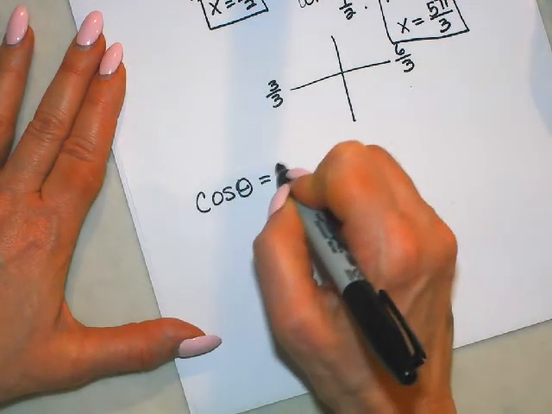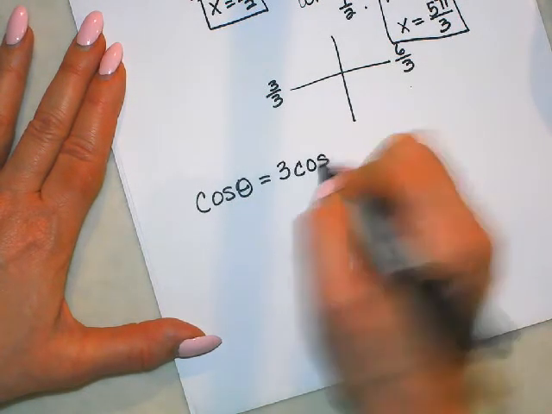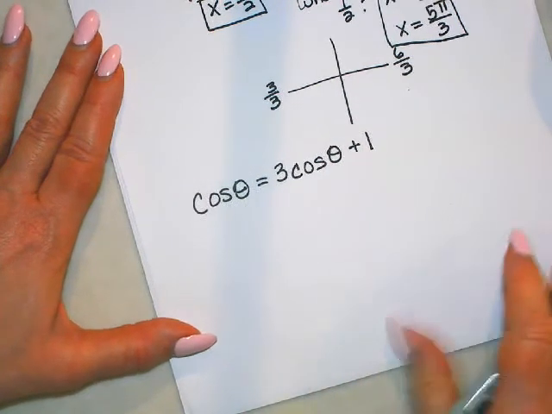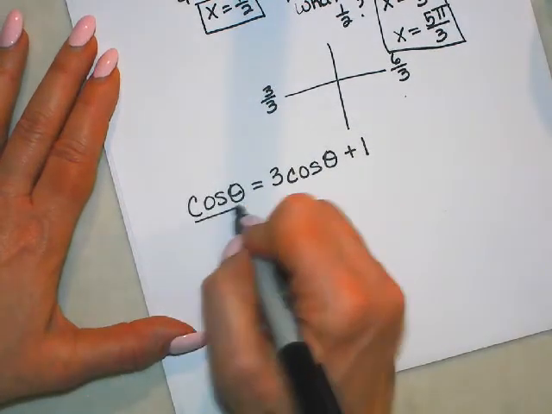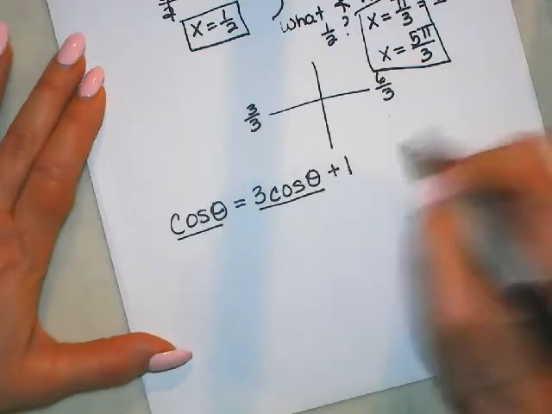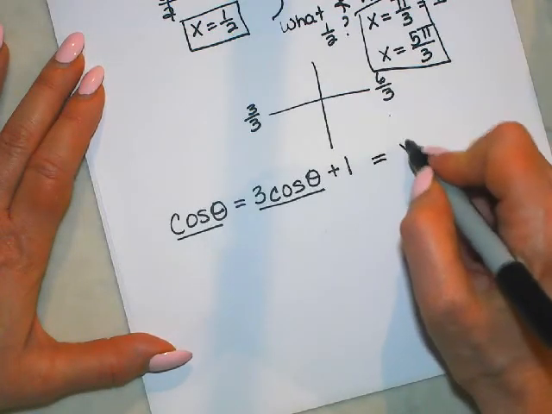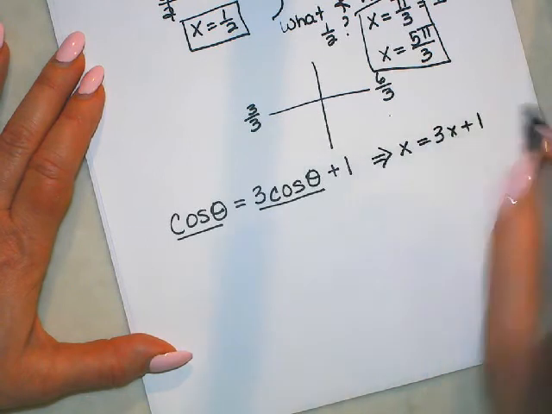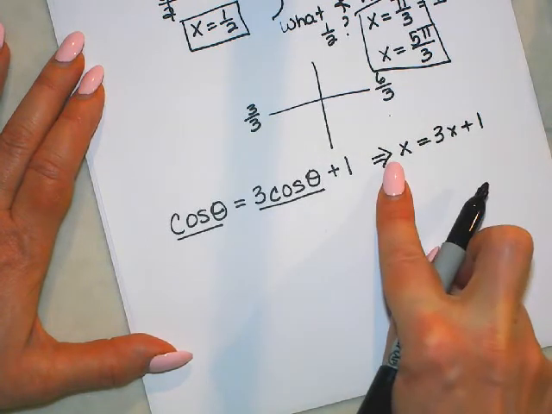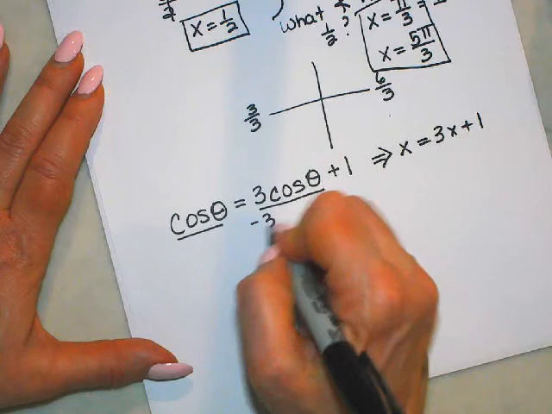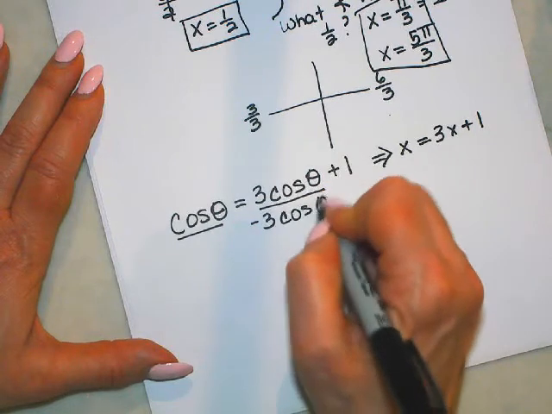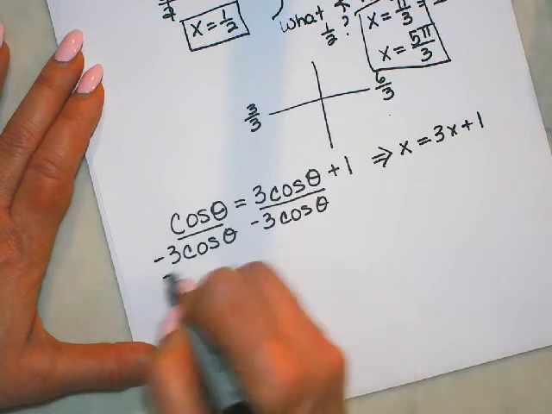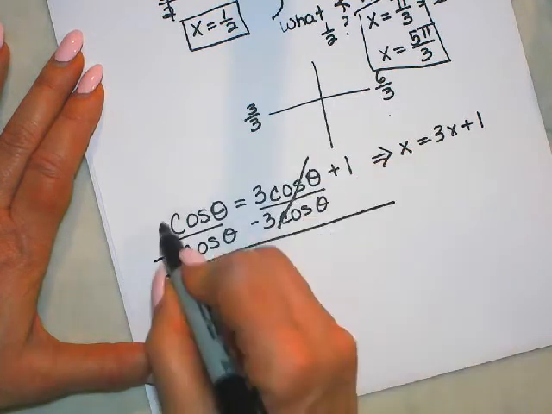cosine theta equals 3 cosine theta plus 1. Okay, guys, if you're having a hard time visualizing what to do, replace that in your mind with x. X equals 3x plus 1. What would you do here? You would bring this to the other side, combine like terms. I'm going to do the same thing here, only instead of it just being an x, it has the word cosine in front of it.